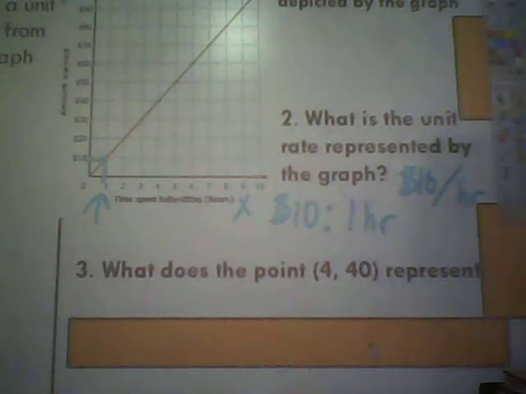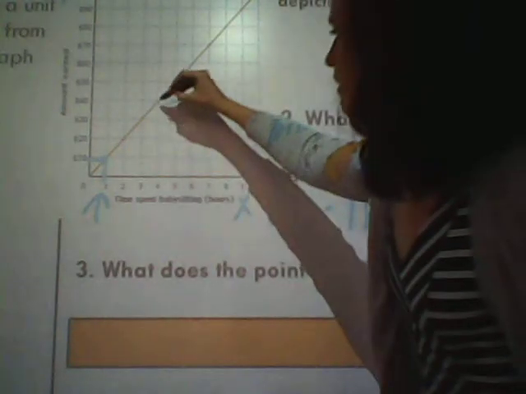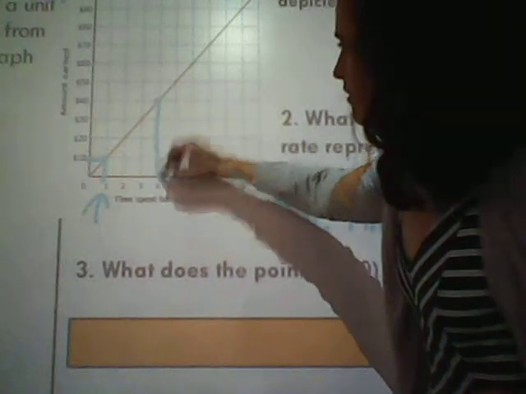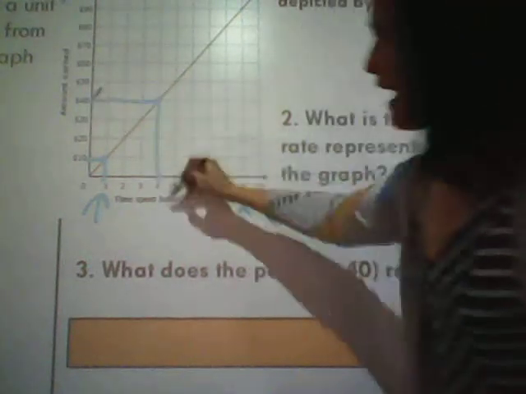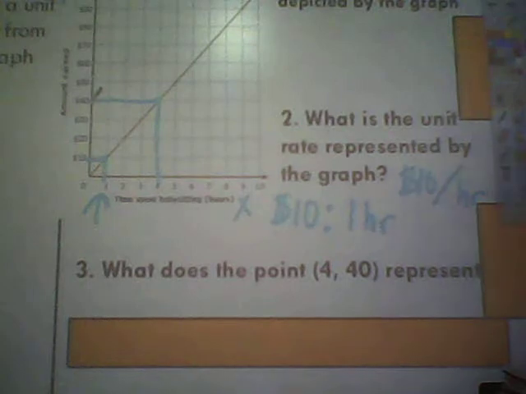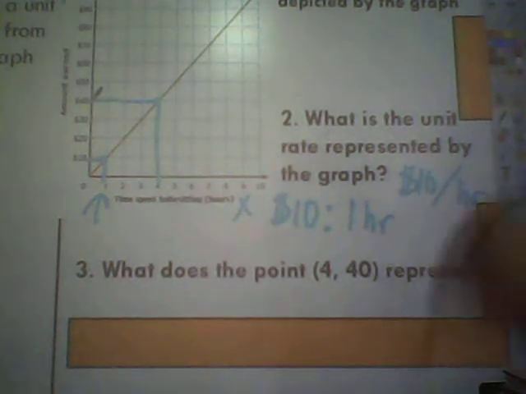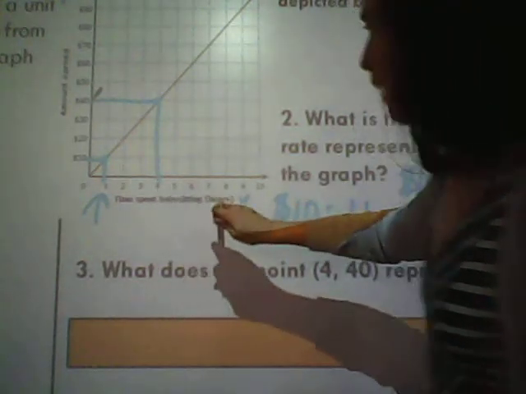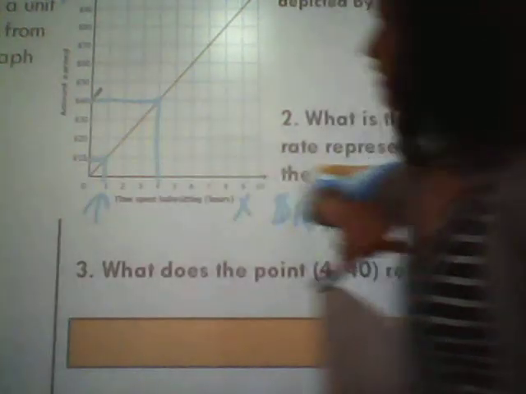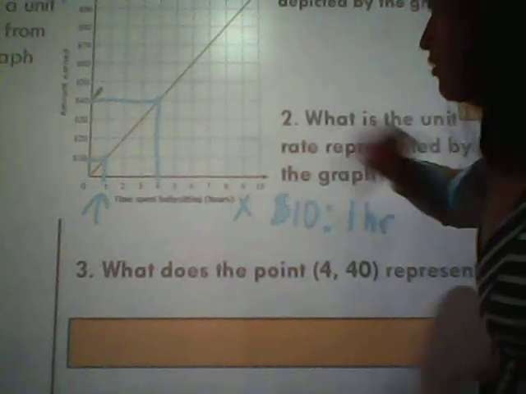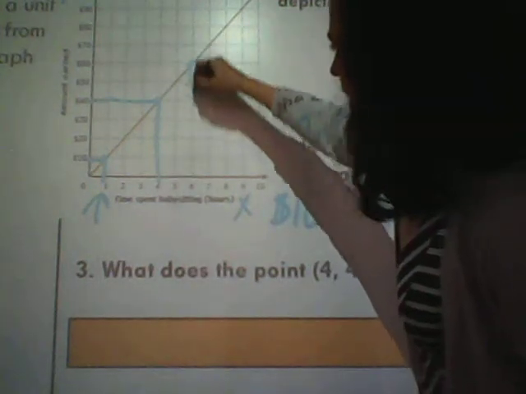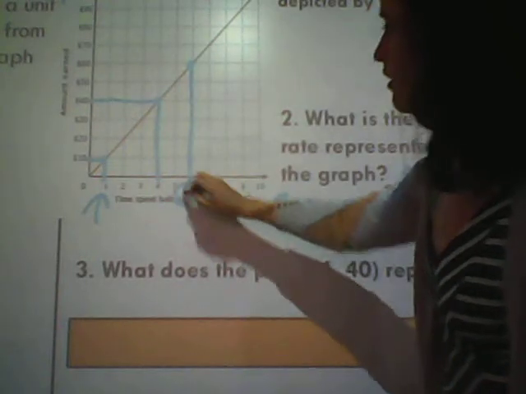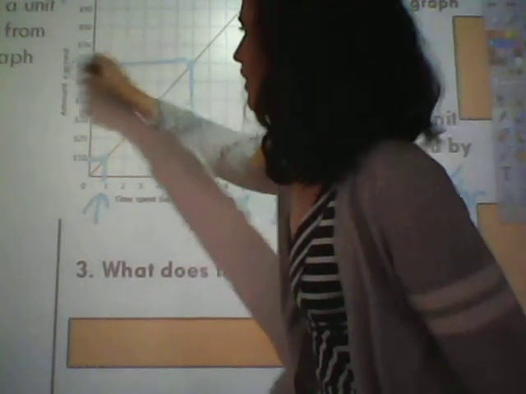What does the point (4, 40) represent on my graph? What we're going to practice today also is finding that point and drawing lines from our x and our y, because we've had some trouble with picking very specific points. So if I have the point (4, 40), what that's really saying is that in 4 hours, I make $40. I can do the same thing with any other point on this graph. I can pick this one right here. That says that in 6 hours, I make $60.